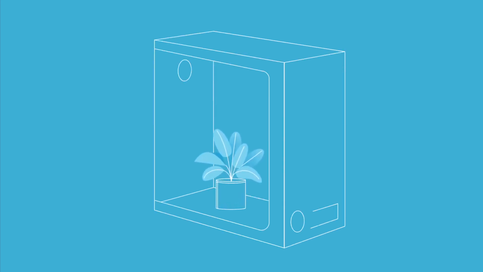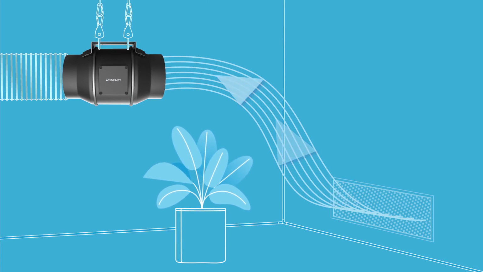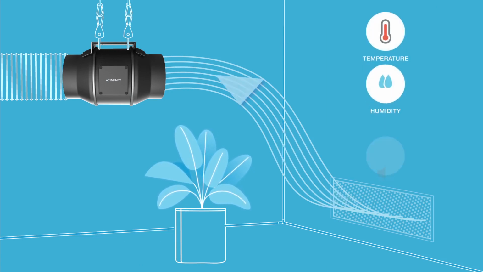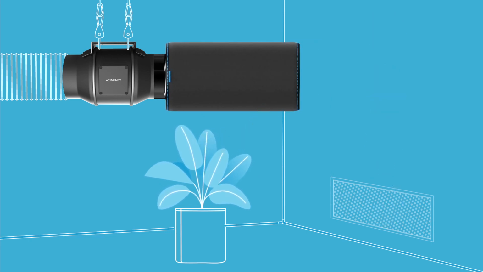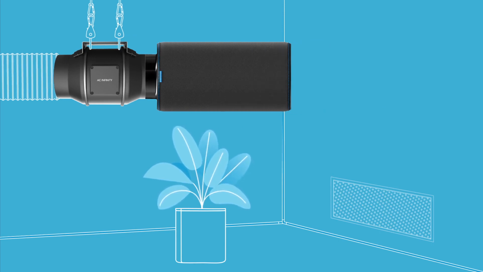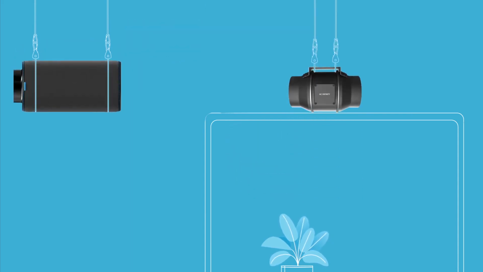An optimal ventilation setup for your grow space will not only provide a constant supply of fresh air for your plants, but also regulate the temperature, humidity, noise, and prevent odors. Standard ventilation systems consist of an inline fan, ducting, and a carbon filter. Fans and filters can be configured in any order to pull air out of your grow space.